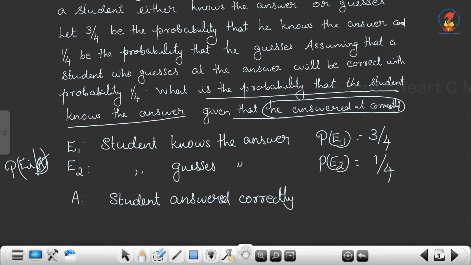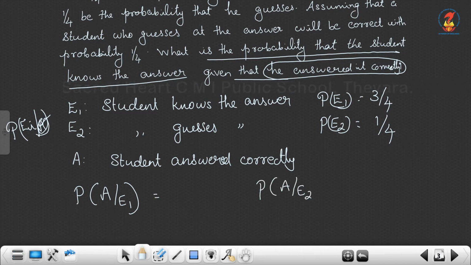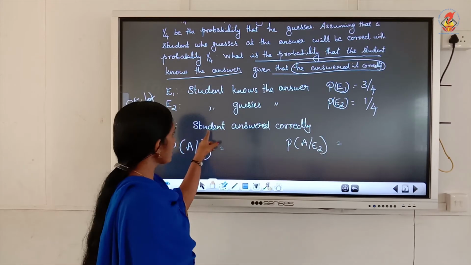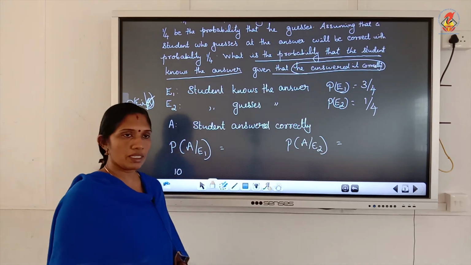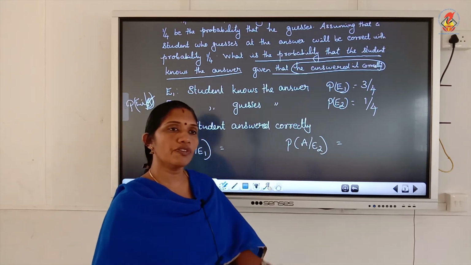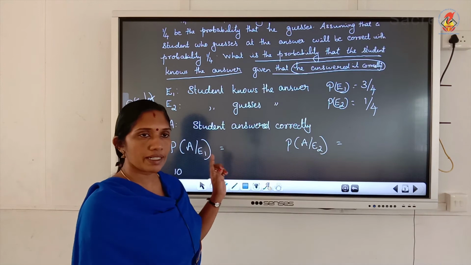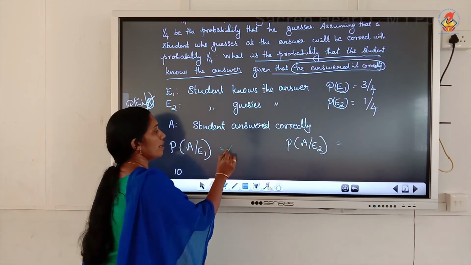Now what is the probability P of A given E1, and P of A given E2? What is the meaning of A given E1? E1 means student knows the answer. A means the answer is correct. Suppose there are 10 MCQ questions, and the student knows everything, all the answers. So the number of correct answers is 10. That is 10 out of 10. We can write it like that, 10 out of 10. So its probability is 1.